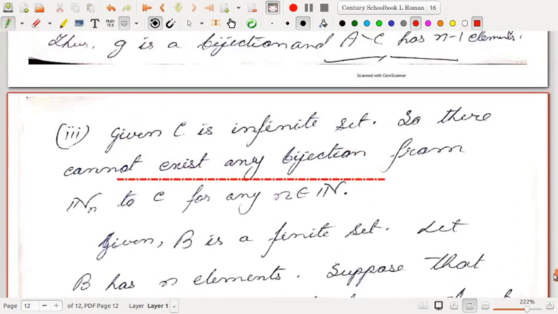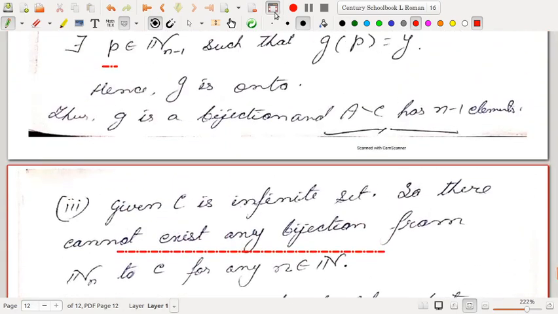Right. So in the next lecture we will be studying countable and uncountable sets and some properties of these finite sets. Okay, thank you.